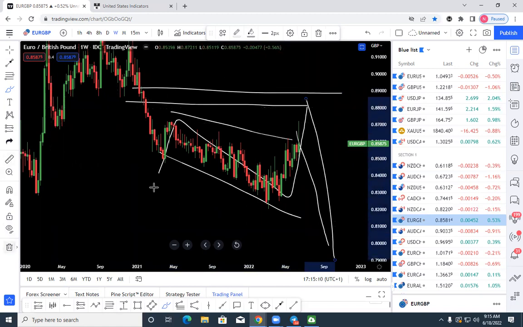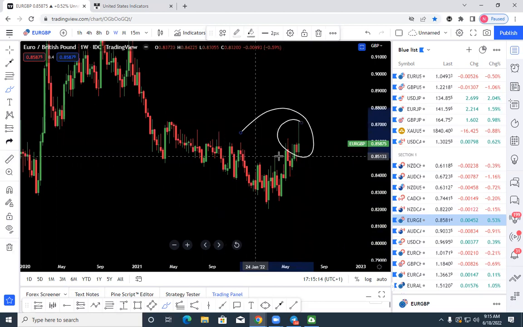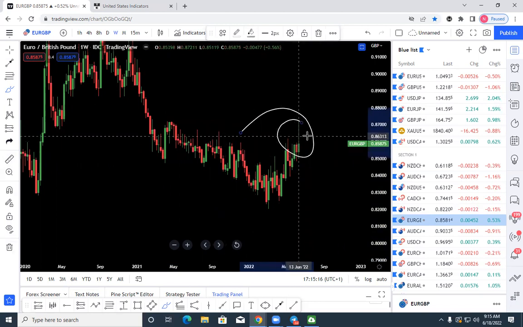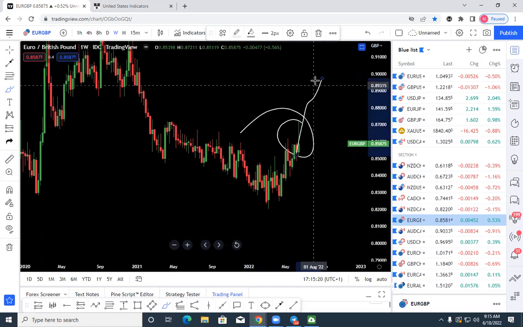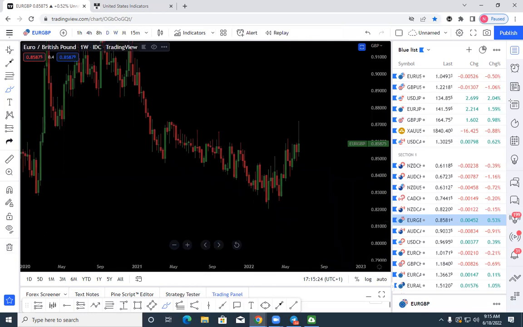So, but we are going to try to look for entry around this level, okay? If that entry takes us out at break even, we wait to form expanding flat and look for entry again. But the structure is very clear at this point in time, guys.